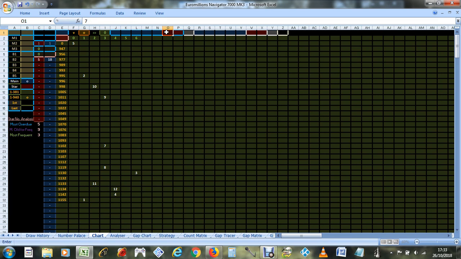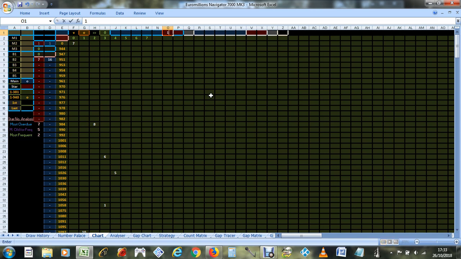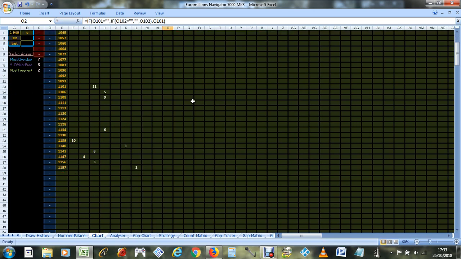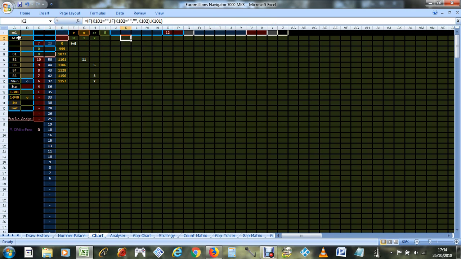Chart for star 6, star 7, star number 8, chart for star number 9, and we got 10, 11, clearly 4 is most frequent with 11, and then we got 12, and now I will do the same for machine 1. And I'll just go through them all very quickly.